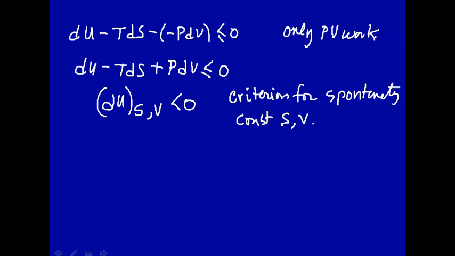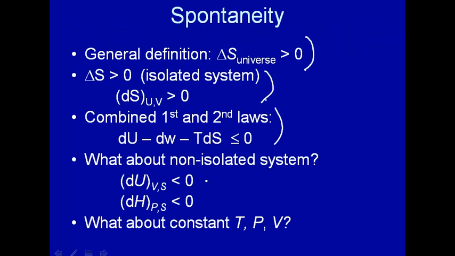So you have some process that occurs at constant entropy and volume. You just look at the change in internal energy. If it's less than 0, it's spontaneous. So that's where this comes from. Let's look at this equation. There's a constant P and S.